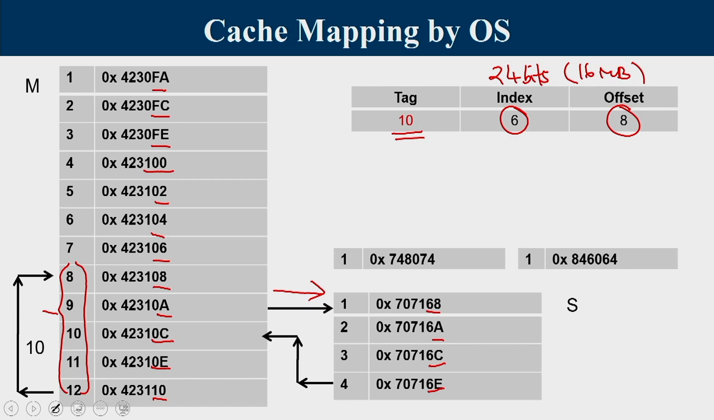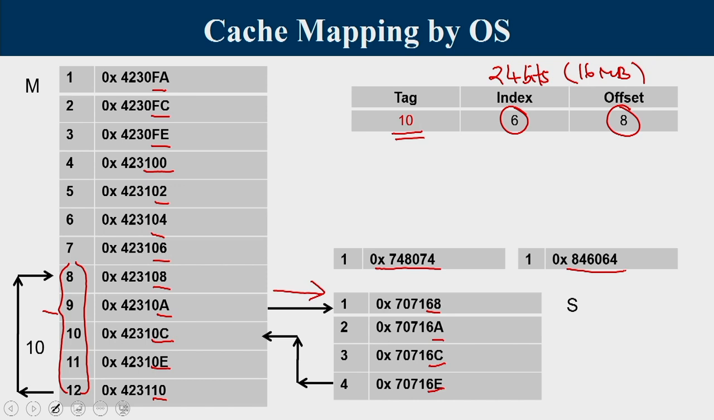And the 2 data items that are referred to are 0x74807484 and 6064. So now we have a complete picture of the addresses that are needed in order to execute this M and S along with their data.